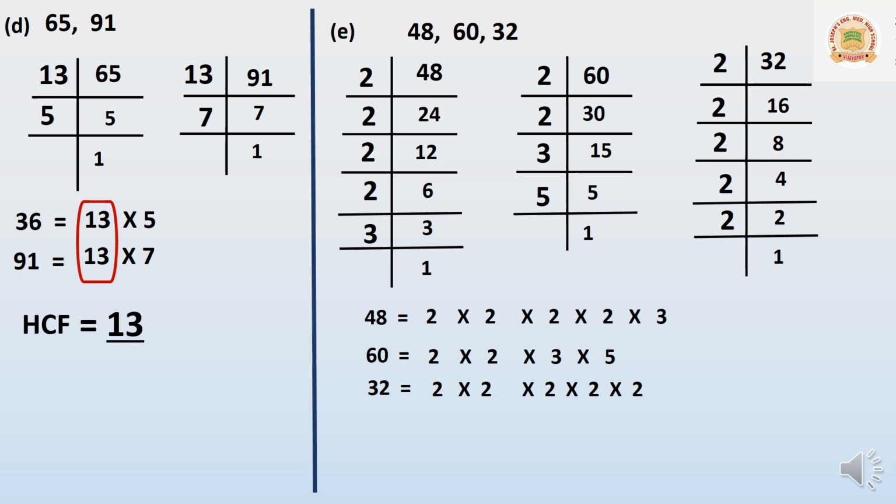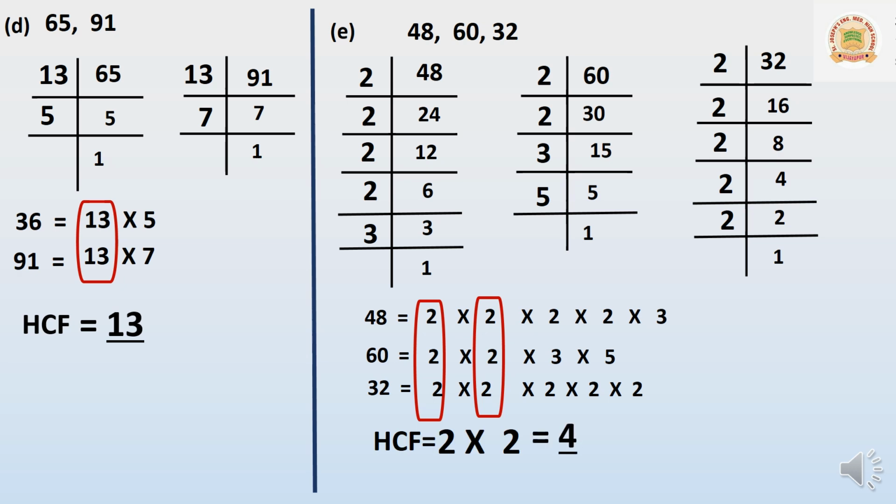Now here 3 numbers are given, children. So among the 3 also we should get the common factors. First common factor we get is 2, second common factor is 2, third, 2 3s, no, not possible. 2 5s, not possible. So we only got two 2s. Therefore HCF is equal to 2 into 2 is equal to 4. This means 4 is the highest common factor for 48, 60 and 32.